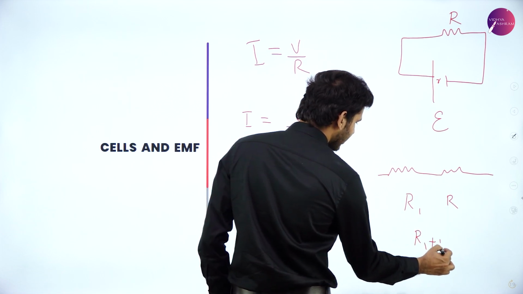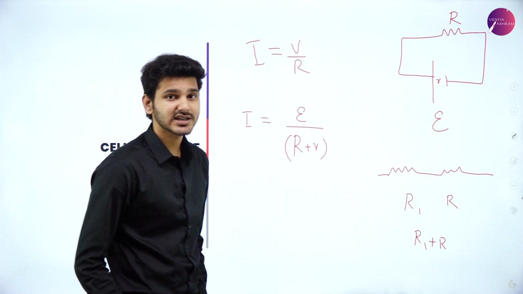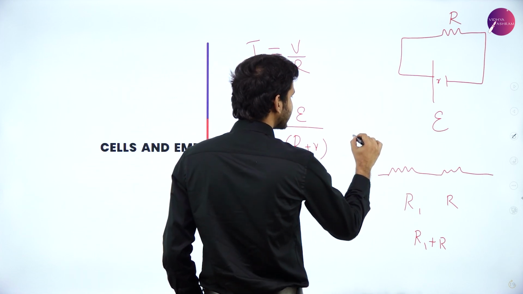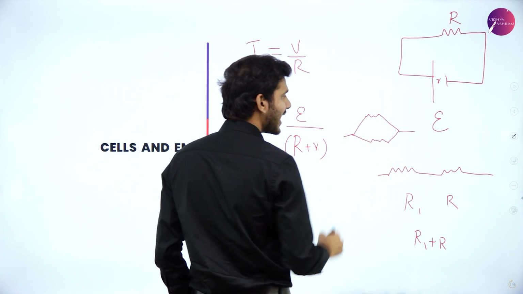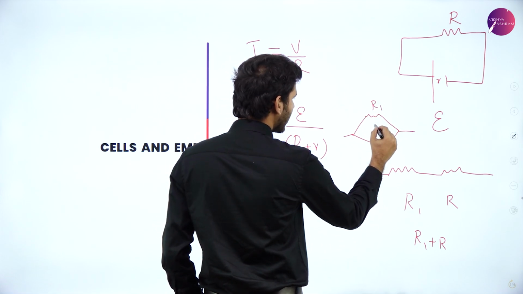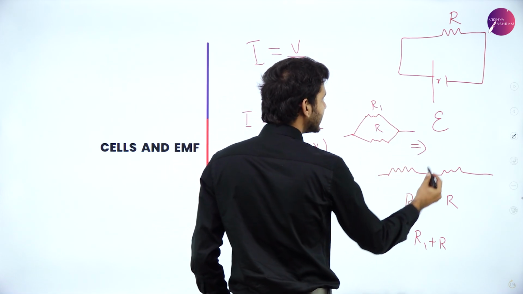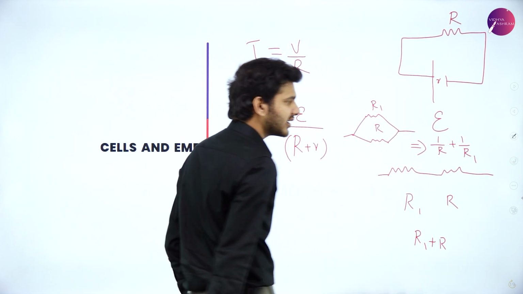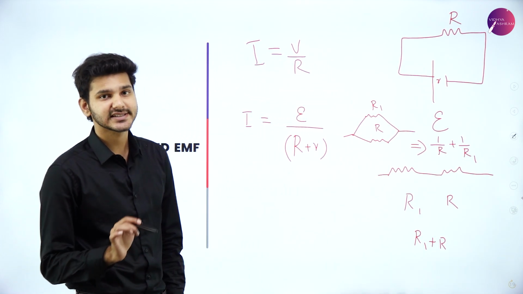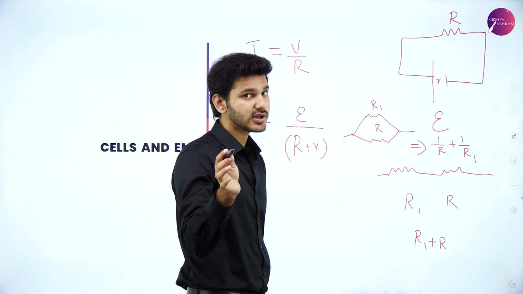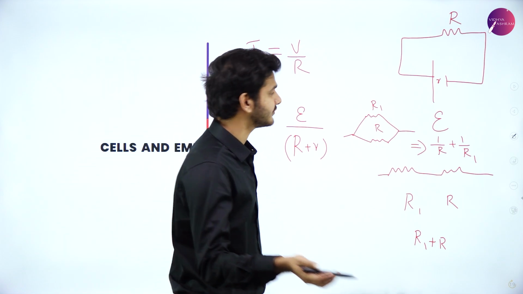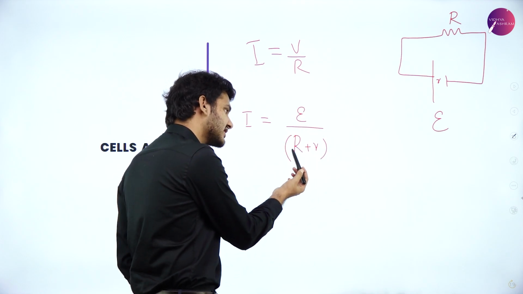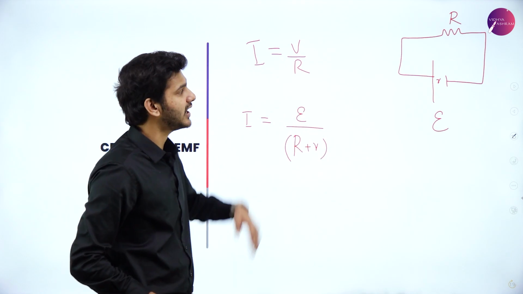R1 plus R. If they are connected parallelly, let's say R1 and R, then we can write it as 1 by R plus 1 by R1. That will give you the effective resistance. Just so you don't forget about it, you have learned it in your PU first year. So the effective resistance in this particular circuit can be written as R plus small r, the main resistance plus the internal resistance.